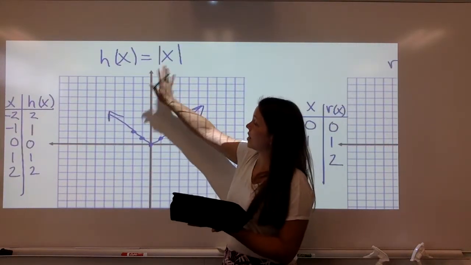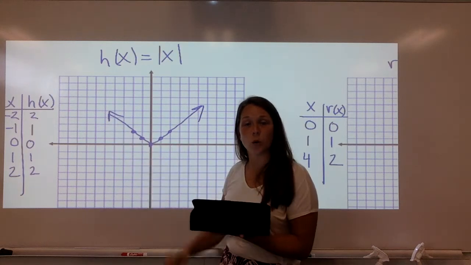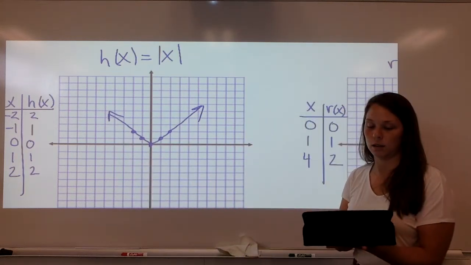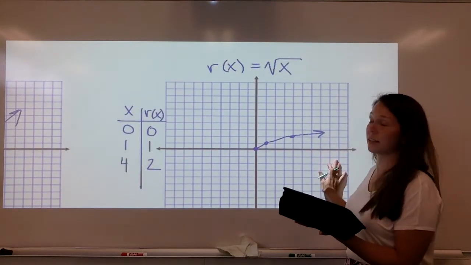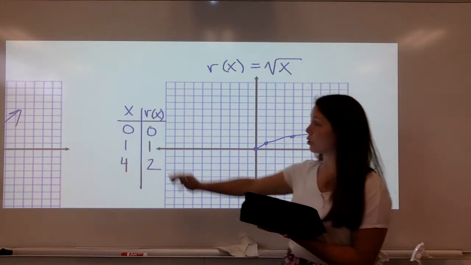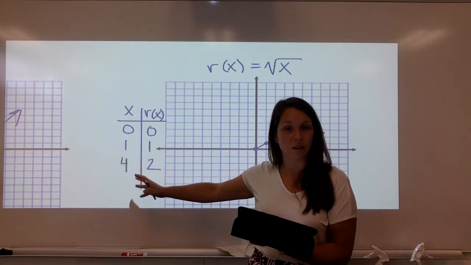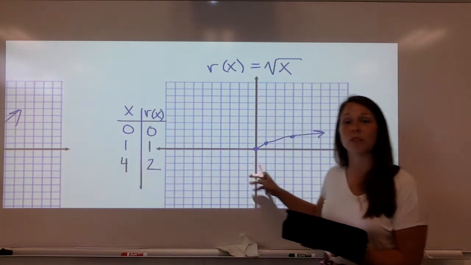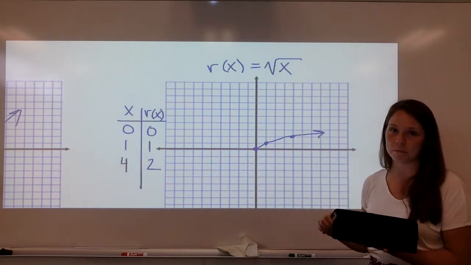Next, we have h of x equals the absolute value of x. This is what yours should look like. And last, r of x equals the square root of x, and this is what yours should look like as well. Now, your tables on each of these might be a little different if you use different x values, but the shape of them should all be the same.